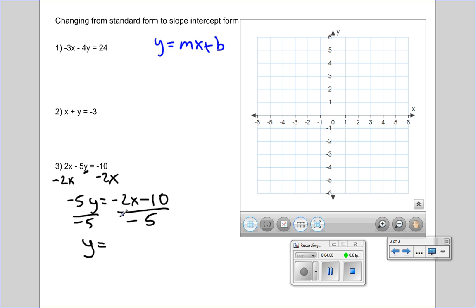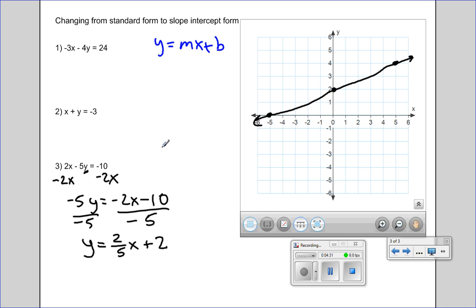So we get y equals, negative over negative makes positive, so 2 over 5x. And negative over negative once again makes a positive, and 10 over 5 is 2. Now we come over here, put a point at 2. We go up 2 over 5. Of course, I can do reverse. I can go down 2, left 5. And then you make your line going through those points, preferably using a straight edge if you have one.